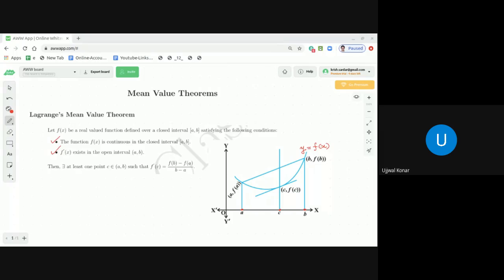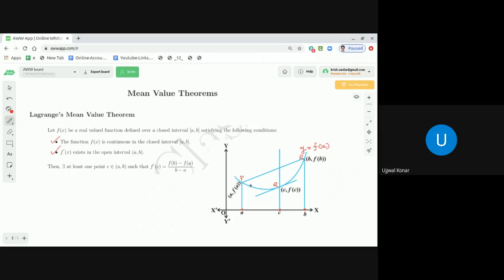Okay, so let me show you how this is actually done. Let me explain: if I define the function something like this, suppose this is the point P, this is the point Q, this is the point R.